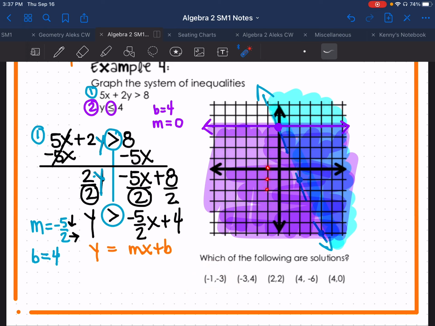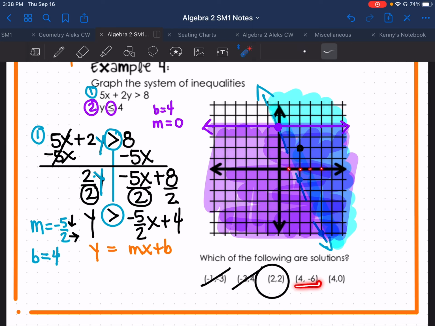-1, -3. Nope, it's only in the purple. -3, +4. 1, 2, 3, 1, 2, 3, 4. Although it is on the line, it's only in the purple. Nope. It's got to be in that dark blue, that royal blue. 2, 2, 1, 2, 1, 2. Yep, there we go. There's a point. 2, 2. Yep.